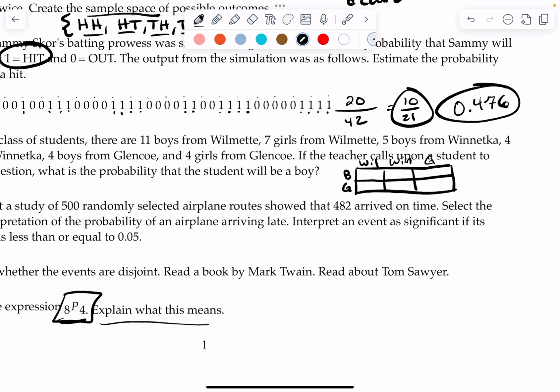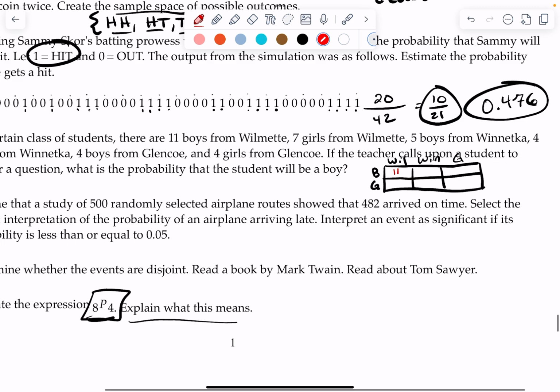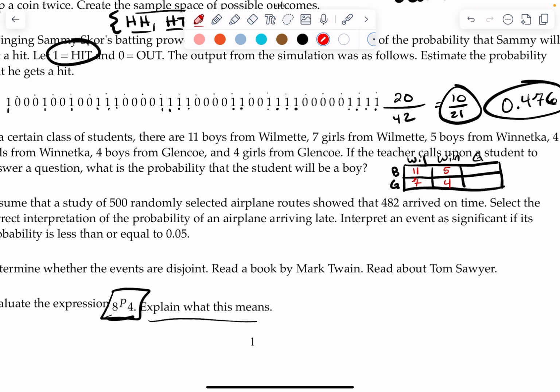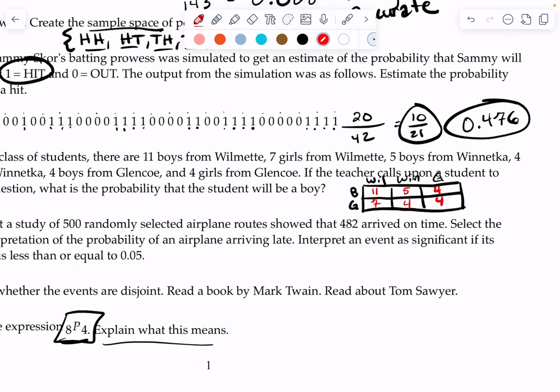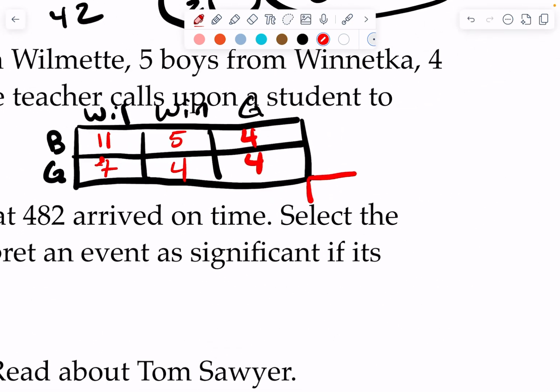All right, there are 11 boys from Wilmette and 7 girls. 5 boys from Winnetka, 4 girls. You probably could have done this without a table, but that's fine. 4 boys, 4 girls. Teacher calls upon a student to answer a question. What is the probability the student will be a boy? You could have done this without a table.